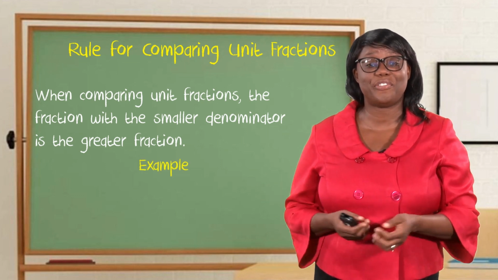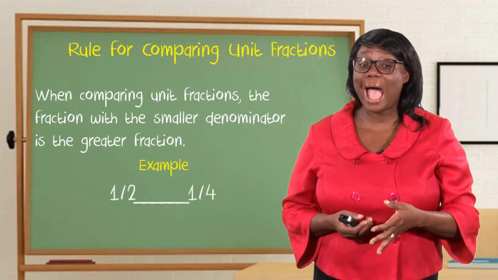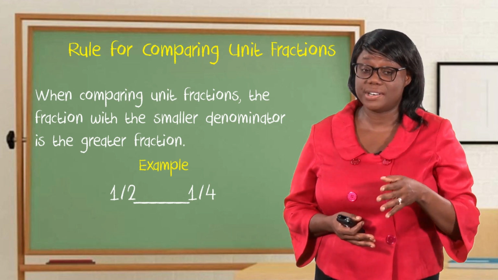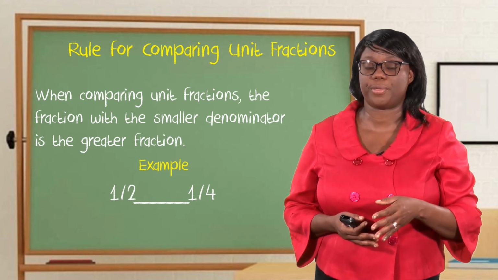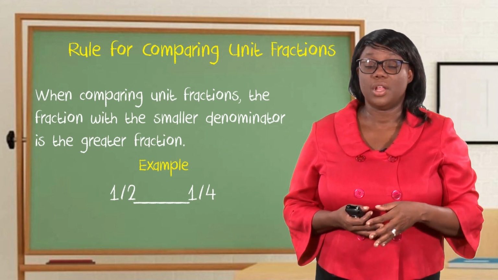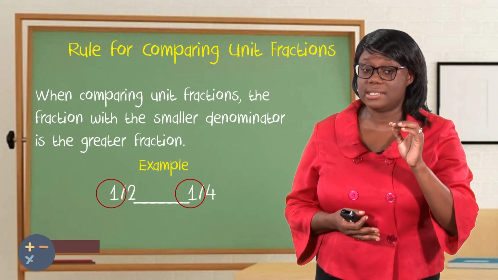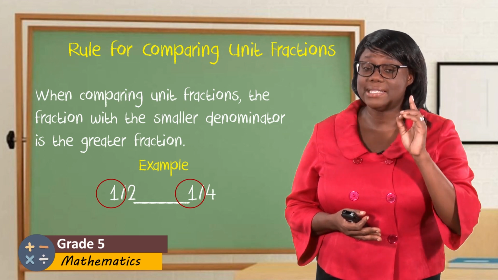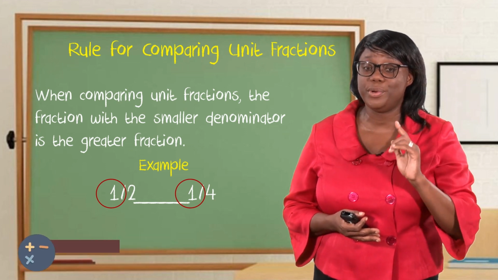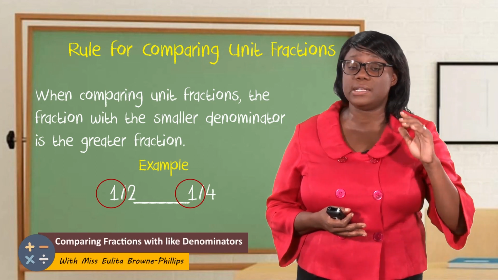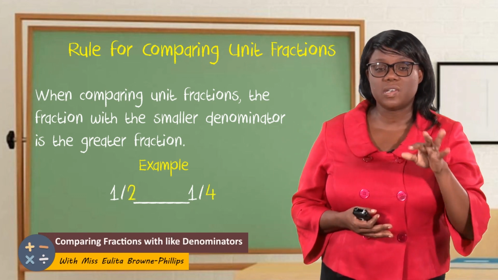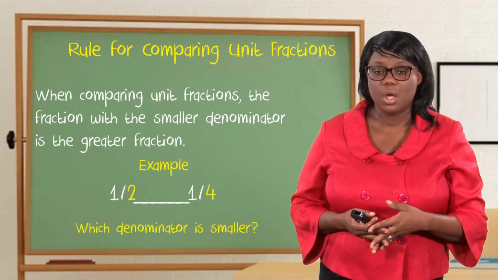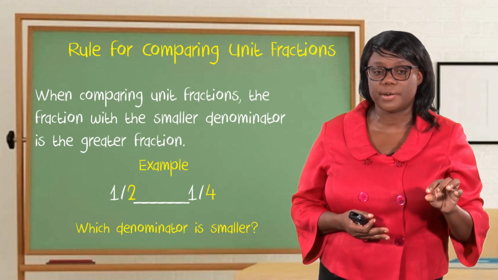So let's move to our first example. Half, blank, quarter, or 1/4. Now we see that the numerators are the same. 1. That is the distinguishing feature of a unit fraction. The numerator is always 1. So let's look at our denominators, 2 and 4. Which denominator is smaller?